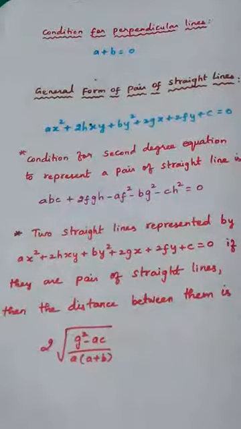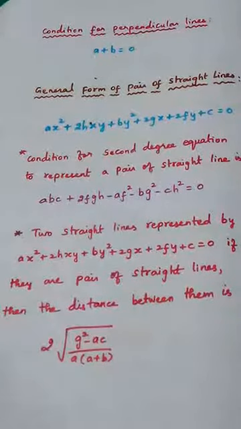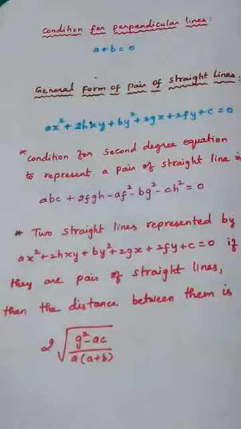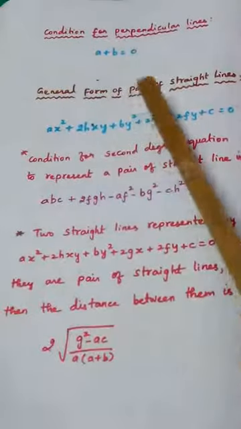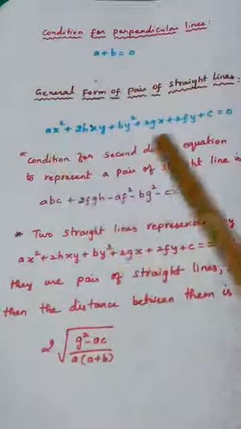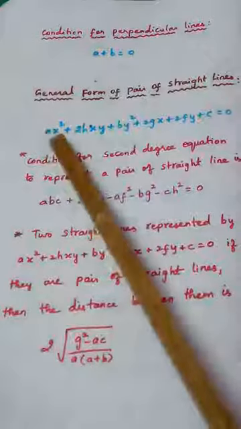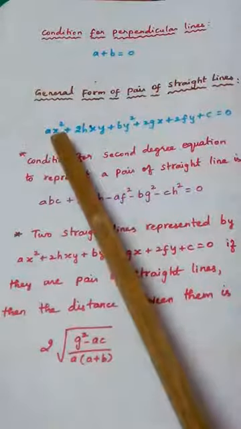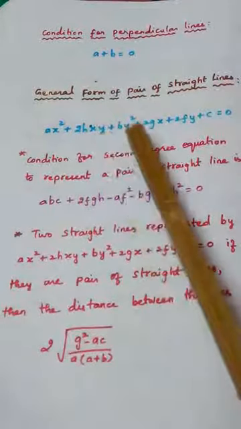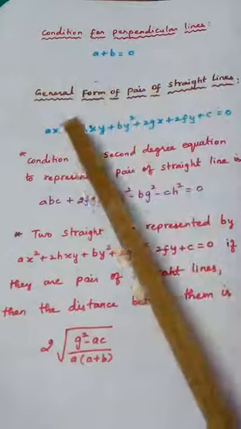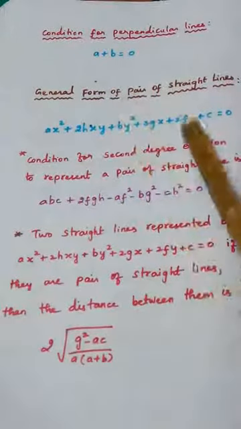The next one is condition for perpendicular lines. Again, if we are having a second degree equation, so even you can refer this equation also, general form of pair of straight lines. So this is the general format: ax square plus 2hxy plus by square plus 2gx plus 2fy plus c equal to 0. This is called what? General form of pair of straight lines. So what are all the terms it is having? X square term, xy term, y square term, x term, y term, constant term.